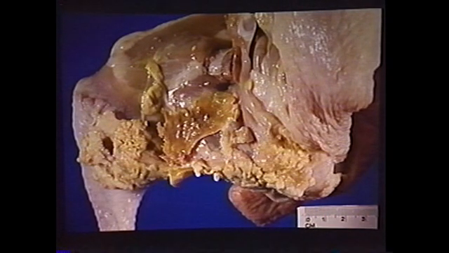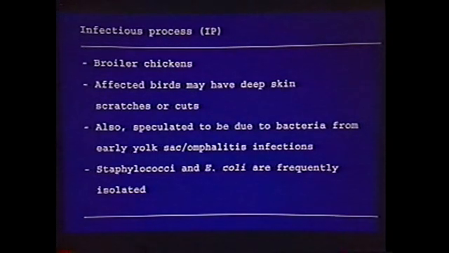Some people suggest or suspect that early infection with yolk sac infection, omphalitis, that local infection will spread over time to other parts of the skin, the ventral abdomen, and causes this cellulitis. That's what basically is cellulitis. This is just suspected, it's not confirmed or anything. So infectious process is basically cellulitis, seen in broiler chickens.